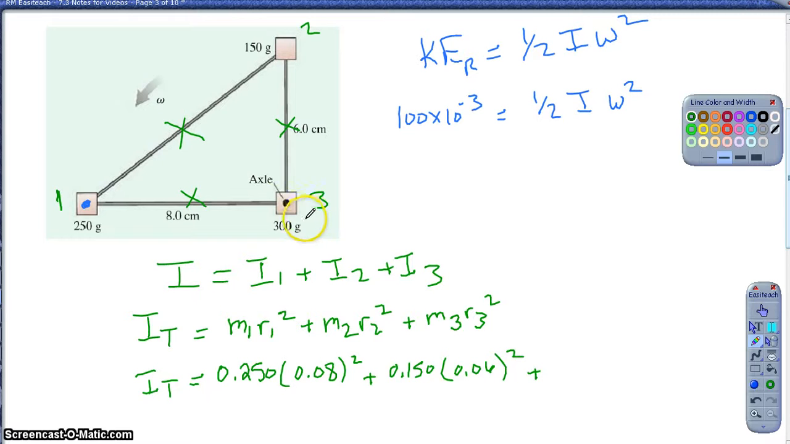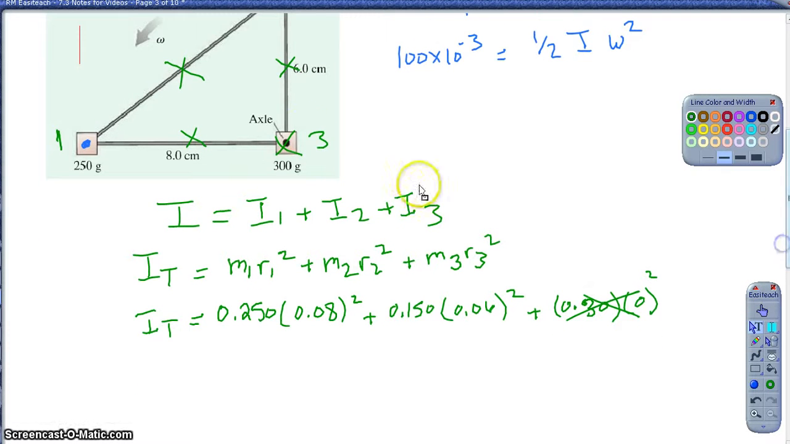And then finally my third mass, which is located at the axis of rotation, right? So even though that does have a mass of 0.30, its radius would be 0, which obviously then kind of negates that whole thing, right? So the moment of inertia caused by that mass is going to be 0, since it's at the pivot point, right? So anyway, calculating then my total moment of inertia is as easy as just calculating these numbers here.